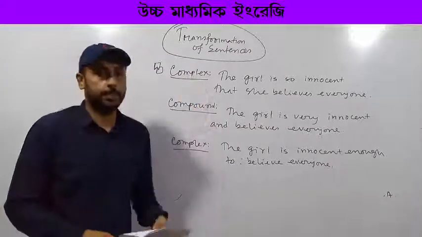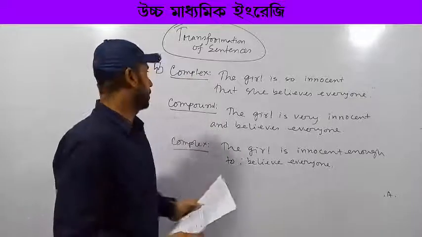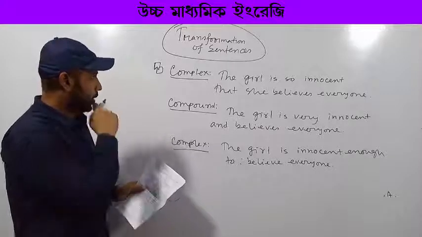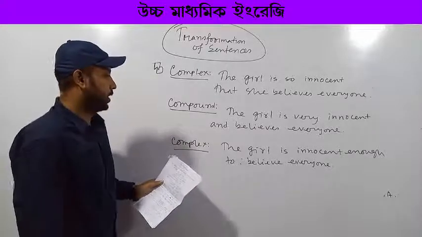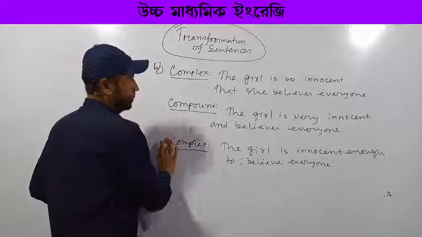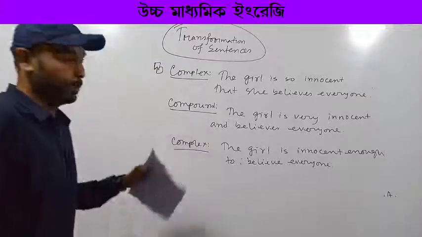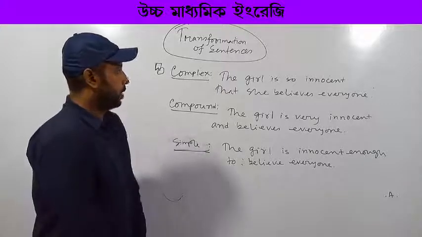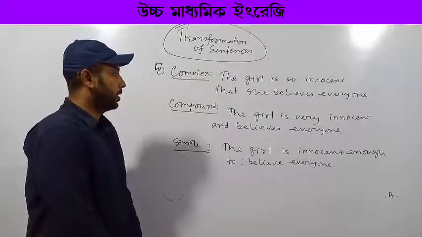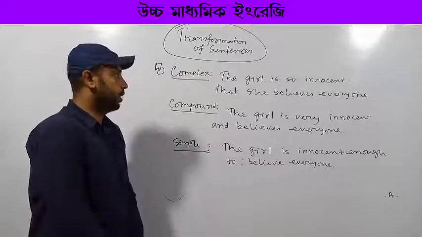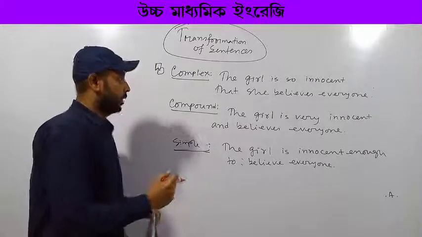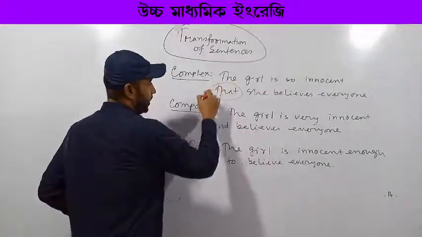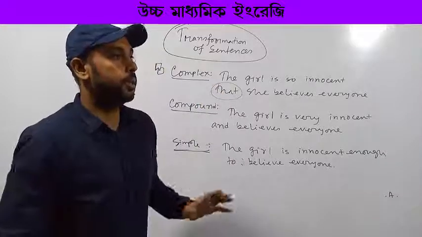Now we are going to discuss some examples of transformation of sentences between complex, compound and simple sentences. So the first one, this is a complex sentence. The girl is so innocent that she believes everyone. This is an example of a complex sentence because we have got two clauses here, and there is a sign, that, and it indicates this is a complex sentence.